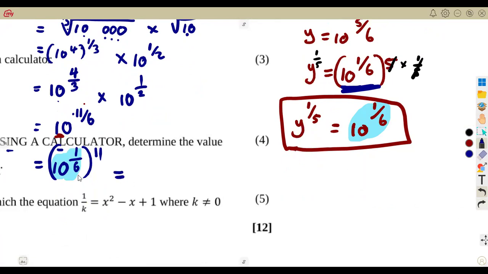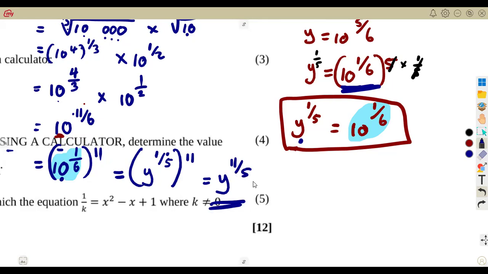So wherever we see this 10 to the exponent of 1 over 6, we see y to the exponent of 1 over 5. That is what we see. But on this side, it is not only that, because they are saying it is that to the exponent of 11. So it will be raised to the exponent of 11. Remember, I talked about this, guys. Exponent to exponent, you can multiply. So that's y to the exponent of 1 over 5 times 11. That's 11 over 5. Just like that. So you can write it like this. You can write it as the 5th root of y to the exponent of 11. It is up to you.